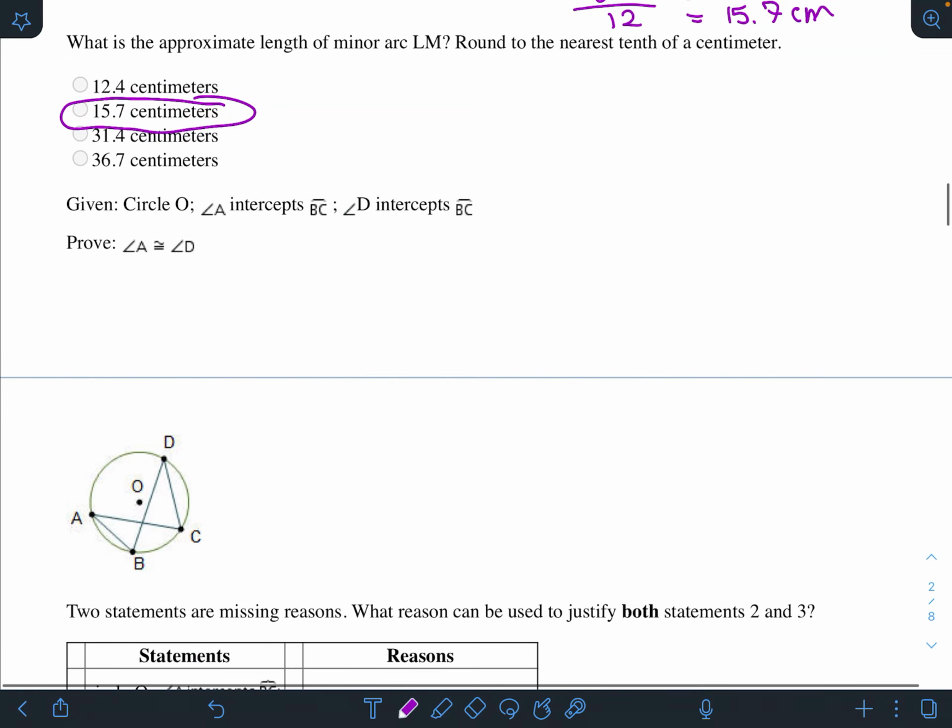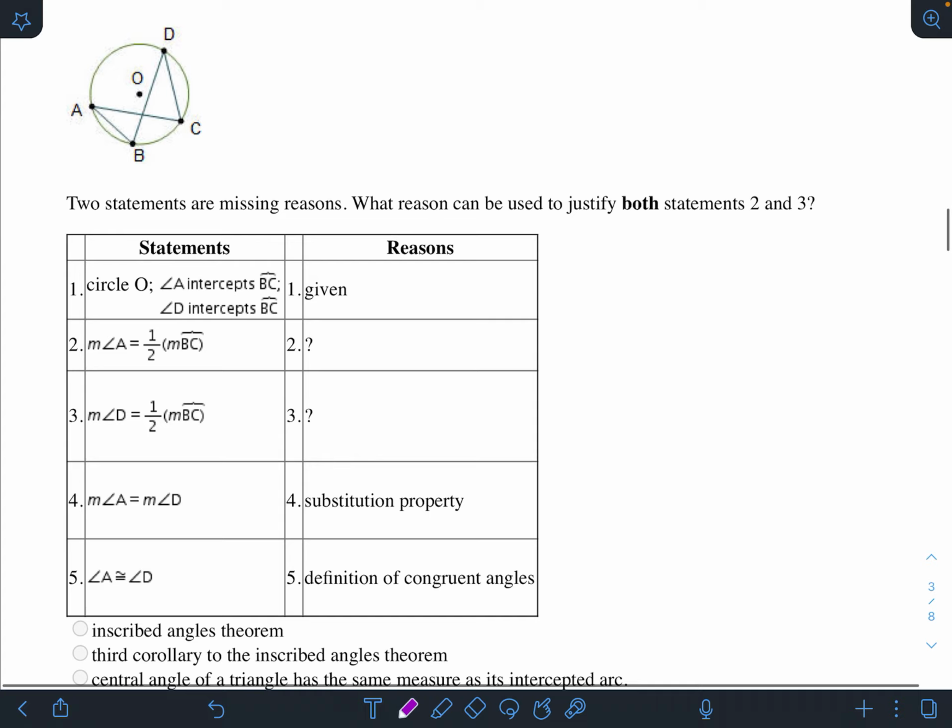We have that given circle O, angle A intercepts BC, and angle D intercepts BC. We want to prove that angle A is congruent to angle D. Two statements are missing reasons. What reason can be used to justify both statement 2 and 3?